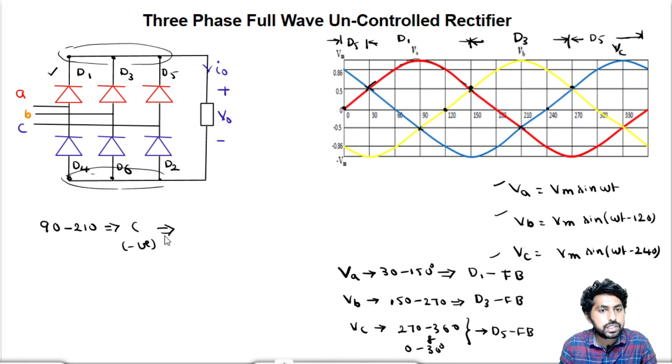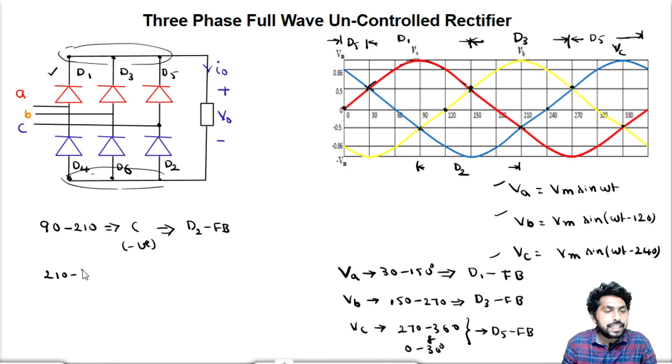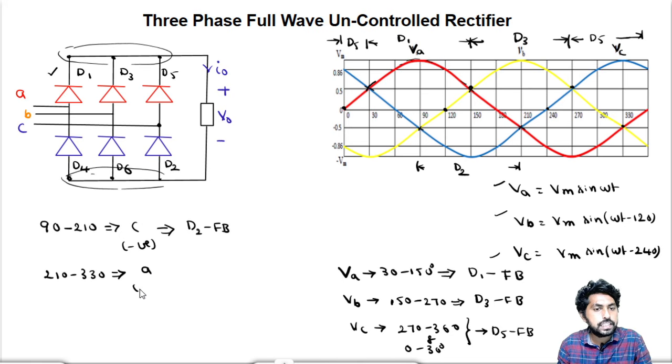When the C phase is most negative, which device will be forward bias? C phase is connected to the D2 terminal, so D2 will get forward bias. From here to here, D2 will be forward bias. Similarly, from 210 to 330 degrees, the red color is the A phase, and the A phase will be most negative.